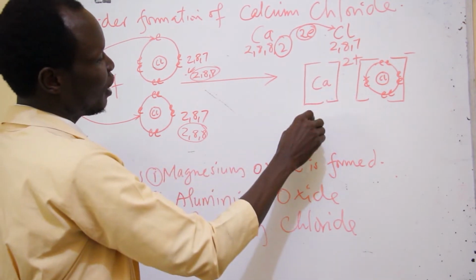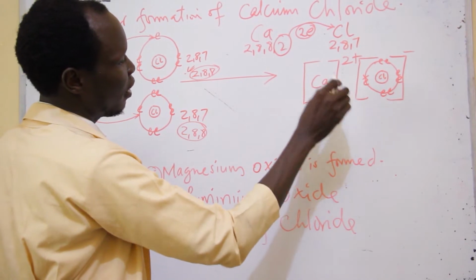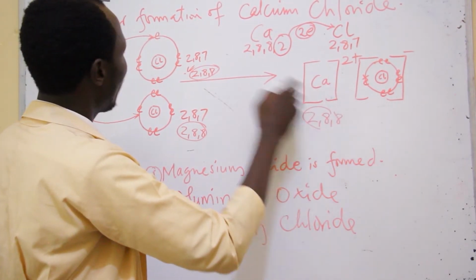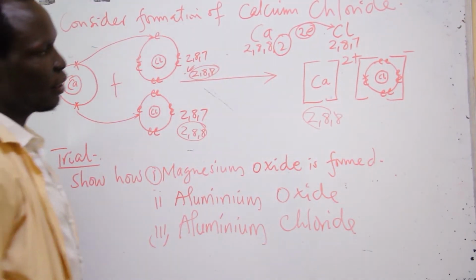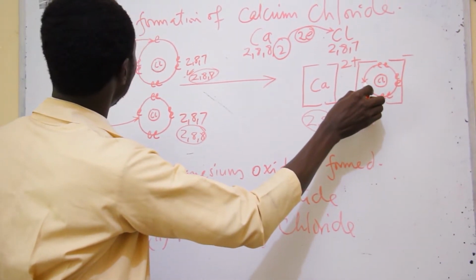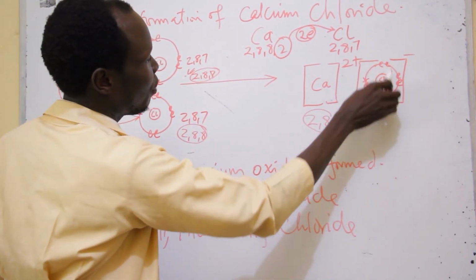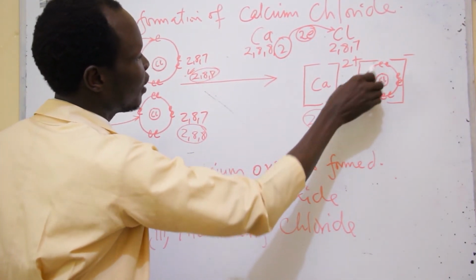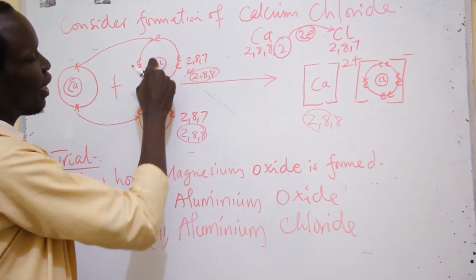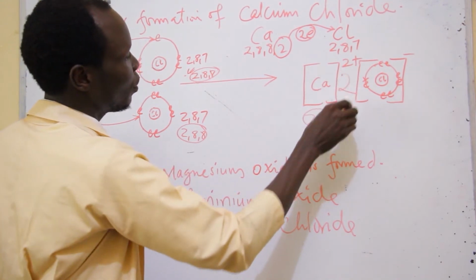Because calcium has removed the 2 electrons from the outermost level, you have 2, 8 on this side. Though we have only taken the outermost electrons, this one has gained these 2 electrons. But here we're having only 1 atom represented in the diagram. Therefore, since this side has 2, we're supposed to balance it by putting a 2 here.